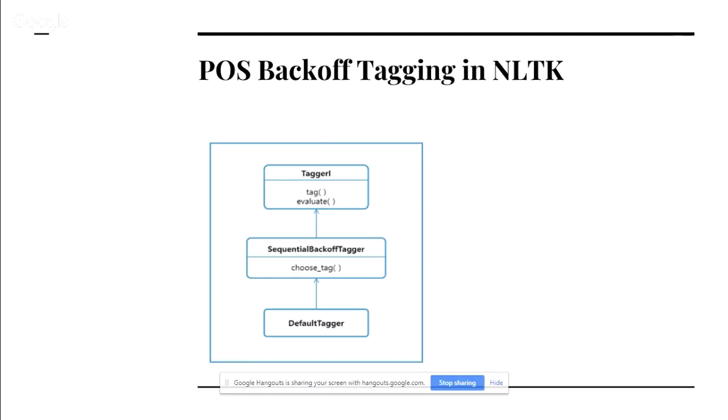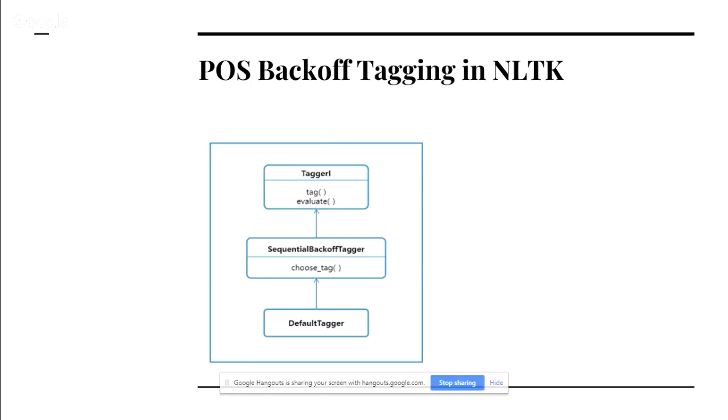Then we have a sequential backoff tagger, which is another abstract kind of tagger, and that's the one I'll be using throughout this talk. It will choose the tag we want, but it'll also run a chain. It'll keep track of where we are and which backoff tagger is being used at any given point. And then, for example, you can have a default tagger, a tagger that applies the same tag to every word. You can just have a sentence and say they're all nouns. You're going to get like 25%. The accuracy is going to be higher than you might think.